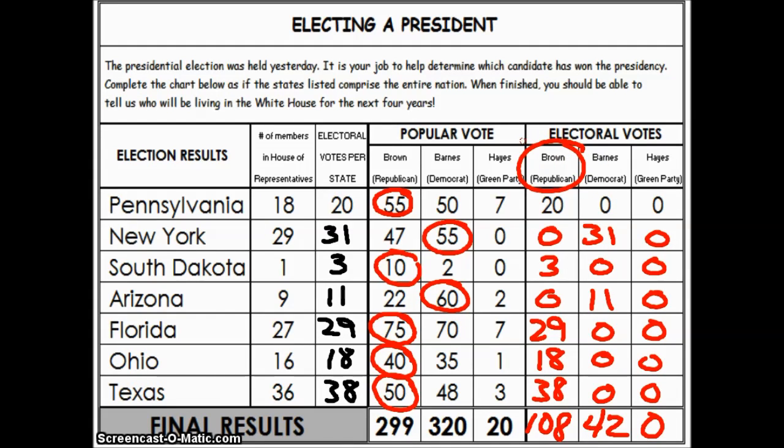But if you look at the popular vote totals, there is something a little bit different. Barnes actually had more popular votes than Brown, the Republican who won the election. That is possible and has happened. In the year 2000, Al Gore won the popular vote, yet lost the Electoral College vote to George W. Bush, and therefore George W. Bush became the president.